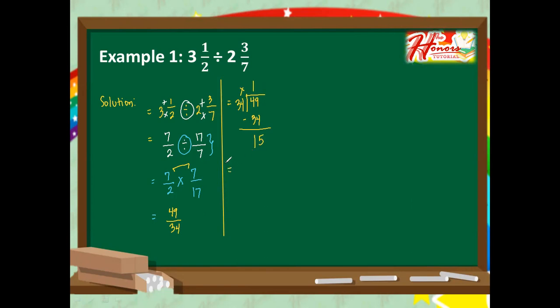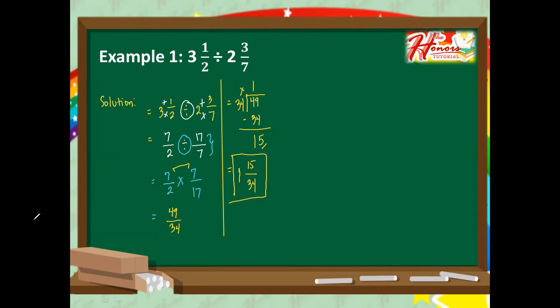So therefore, if we change this into a mixed number, this quotient 1 will be our whole number. The remainder, which is 15, will be our numerator. And then for our denominator, we have here 34. So this is our answer, 1 and 15 over 34. It is because 15 over 34 is a proper fraction. So there's no need for us to change this into mixed number. And also, there's no number that can divide the numerator and denominator at the same time without remainder.